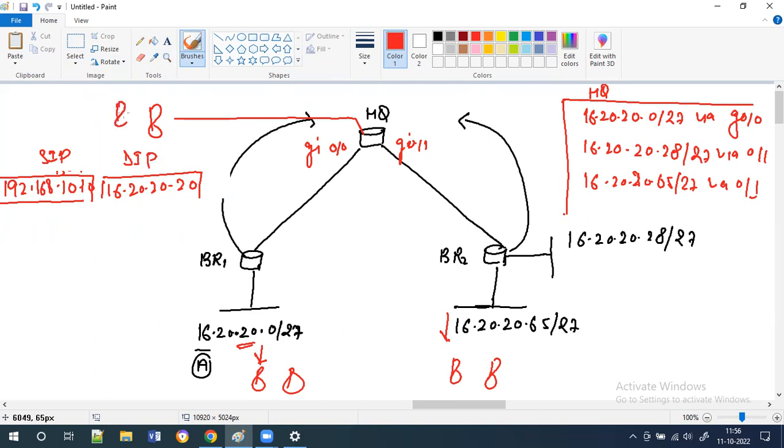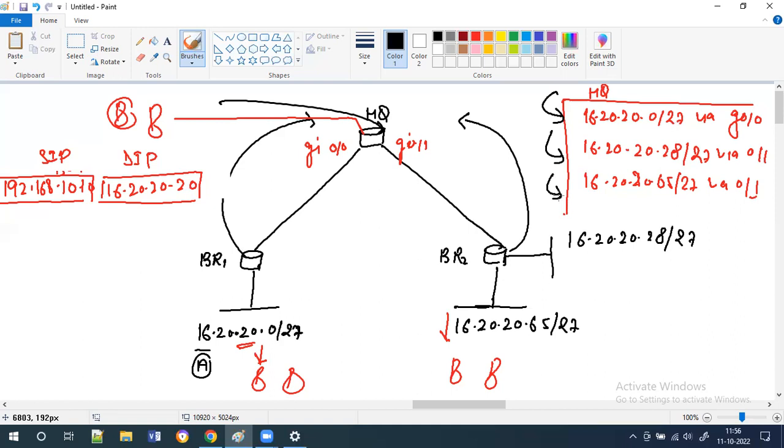When person A wants to communicate with this IP address, the packet will come to the router. As soon as the router receives the packet, it will open the layer 3 header, see the destination, and go to the routing table. It will ask, can you help me reach the 16.20.20.20 IP address? The router will look up the routing table. In that case, the router will get confused.